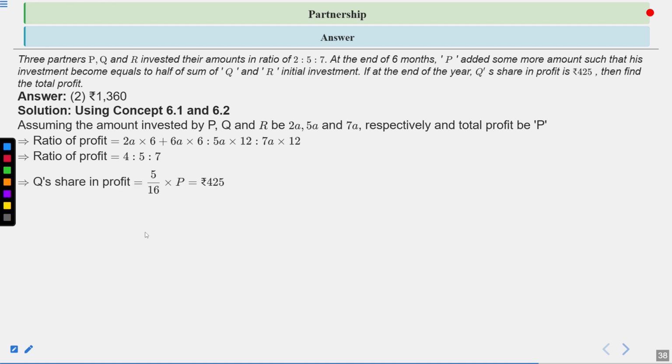Now it is given that Q's share in the profit will become 5/16 into P, which is equal to 425 rupees. So we get the value of P, which is 1,360 rupees. Hence the total profit is, because Q's share is 5/16 into P, and we know that the 5 unit value is 425. So what will be the value of P, which is 1,360 rupees. So we can say that the total profit is 1,360 rupees. Second is the correct answer of this question. Next one.